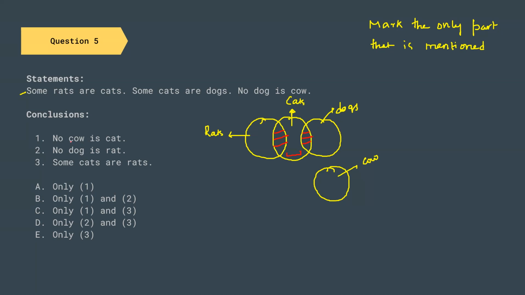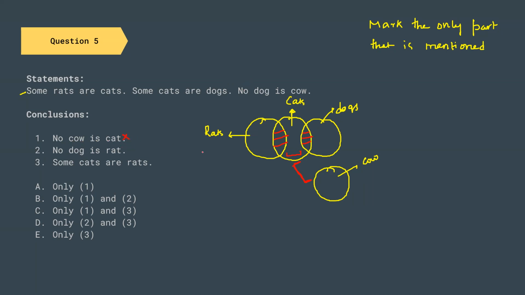Now, no cow is cat. Can you say this for sure? Because we don't know how much overlapping there is. It is not mentioned in the question. We also don't know if there is any overlapping or not. So this is inconclusive. So this cannot be concluded.